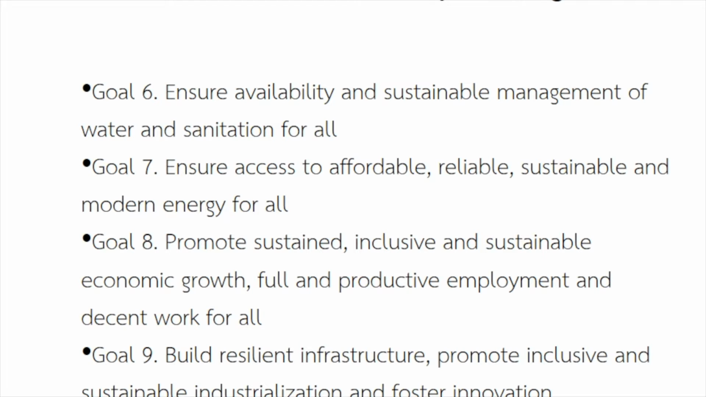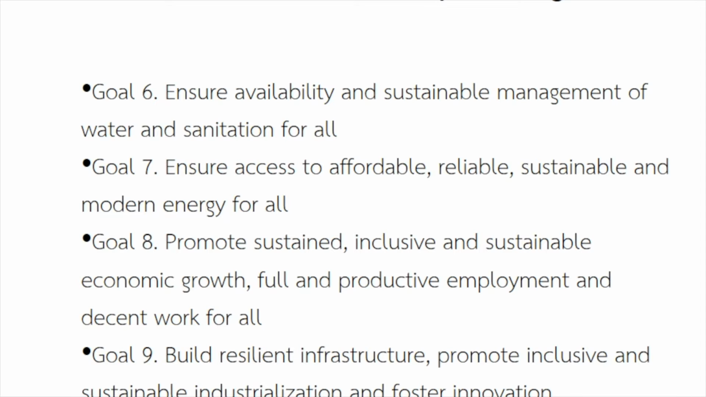Another aspect of this goal is the environmental aspect, as it talks about sustainable energy. And this relates to the use of clean energy sources, like solar energy, for example, as opposed to dirty energy sources such as coal, which are having a negative effect on the environment.